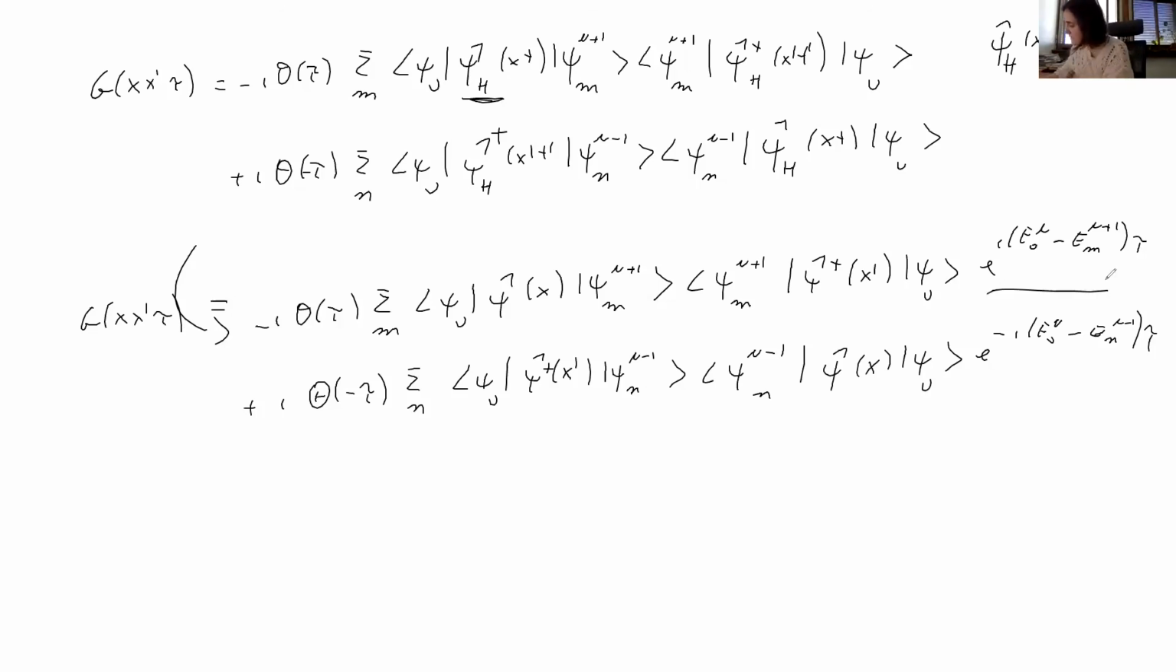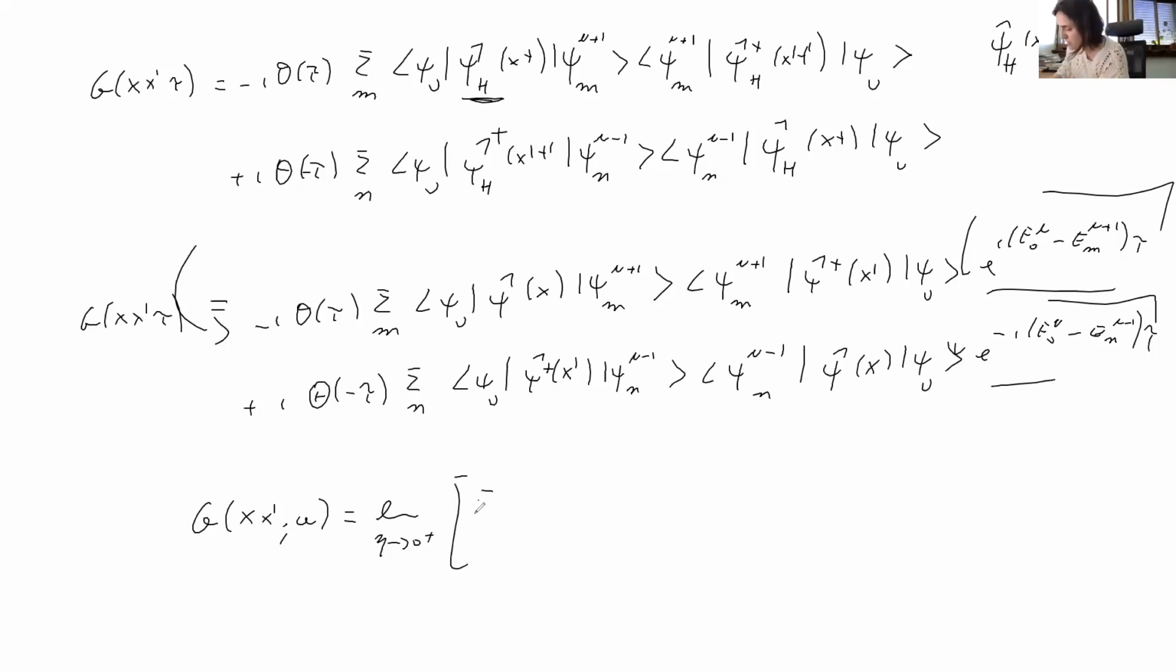You have here this exponential. You have precisely what we want. These are electron addition energies, and these are electron removal energies. So when you go to Fourier space, if you do a Fourier transformation of your Green's function from time to frequency, you end up with this simple and clear form of your G XX prime omega. We always take this little eta to avoid explosion, and you can write it in this way.